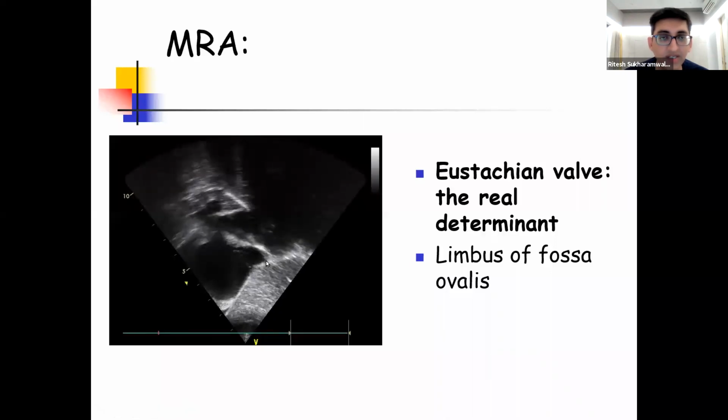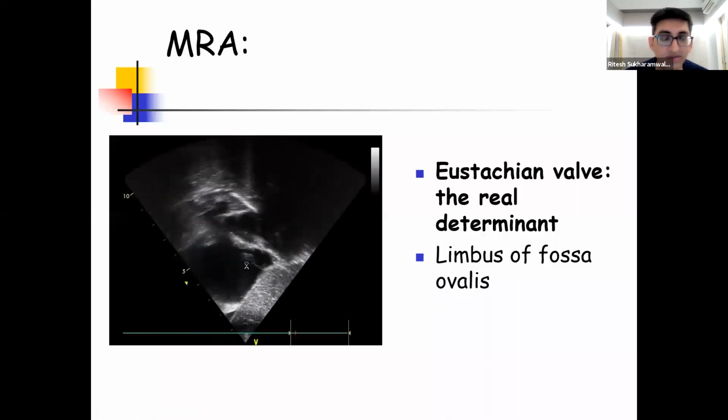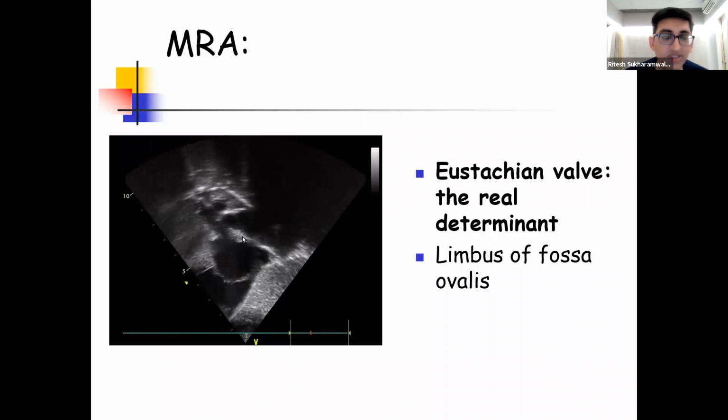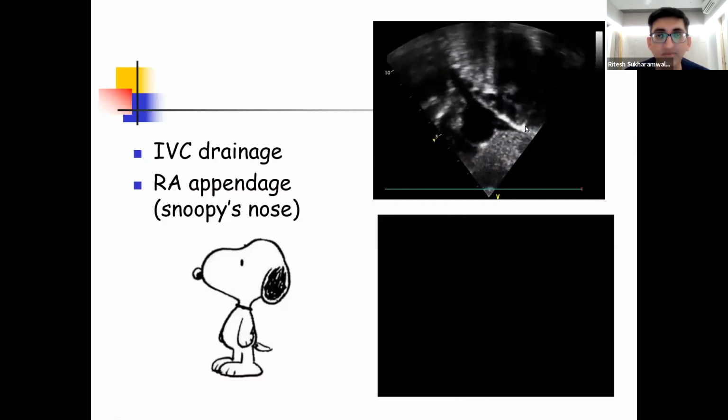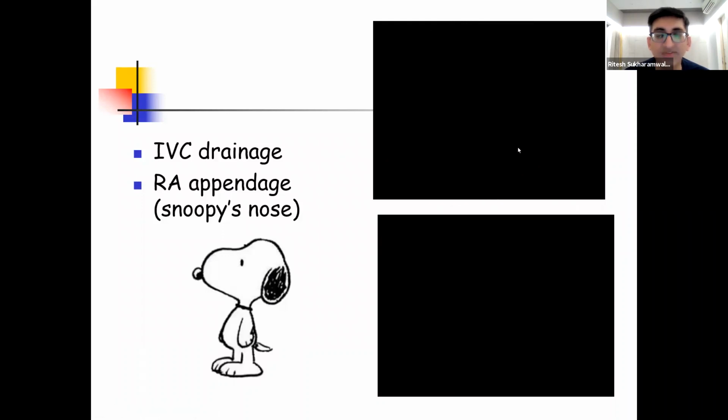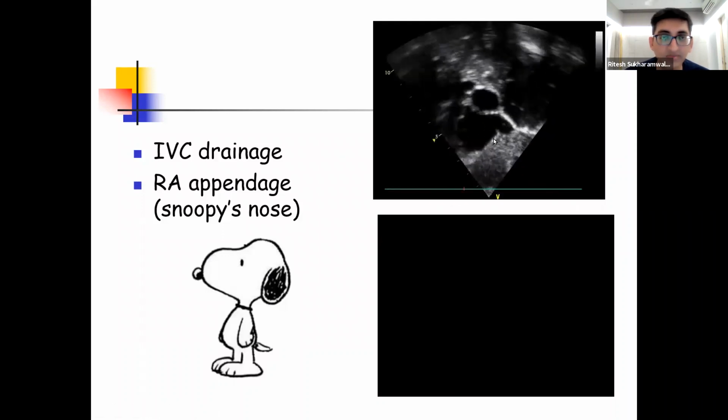And the other structure we need to know is the limbus of the fossa ovalis. When the septum primum and the septum secundum unite to form the interatrial septum, the dimple that is formed where the secundum and the primum unite is the limbus of the fossa ovalis. And this limbus of the fossa ovalis is facing the right atrium. Coming to the inferior vena cava drainage, the chamber to which the IVC drains is definitely the right atrium.